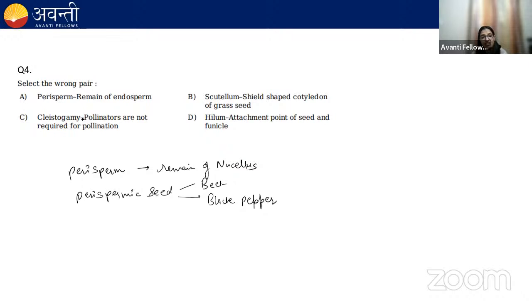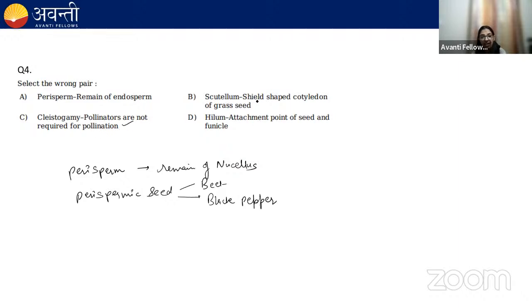Cleistogamy, when the flower is not open. That means in cleistogamy, the self-pollination is taking place. That means the anther is present in close proximity with the stigma, and the flower is not opening, but still a seed set is observed because the anther is in close proximity of the stigma. So if the flower is not opening, that means it does not require the pollinator. So in cleistogamy, pollinators are not required for pollination.